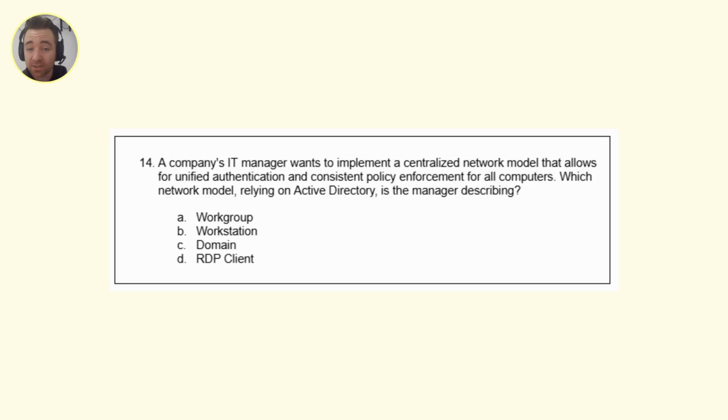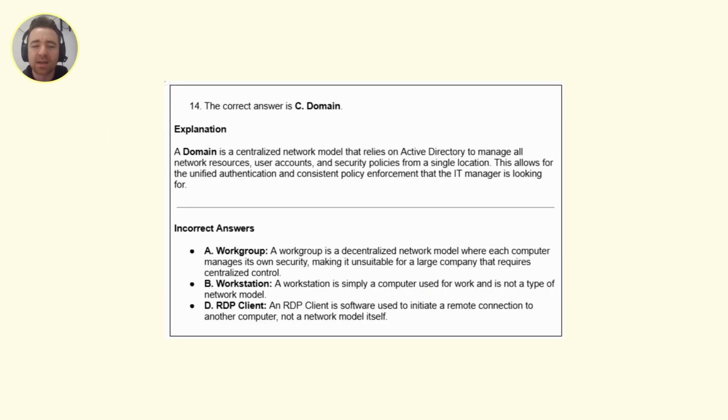Let's have a look at some questions about everything we just covered since our last set of questions. The first one reads, a company's IT manager wants to implement a centralized network model that allows for unified authentication and consistent policy enforcement for all computers. Which network model, relying on Active Directory, is the manager describing? Is it A, a work group, B, a workstation, C, a domain, or D, an RDP client? Your answer coming in 3, in 2, in 1. Here we go. It is C, a domain.